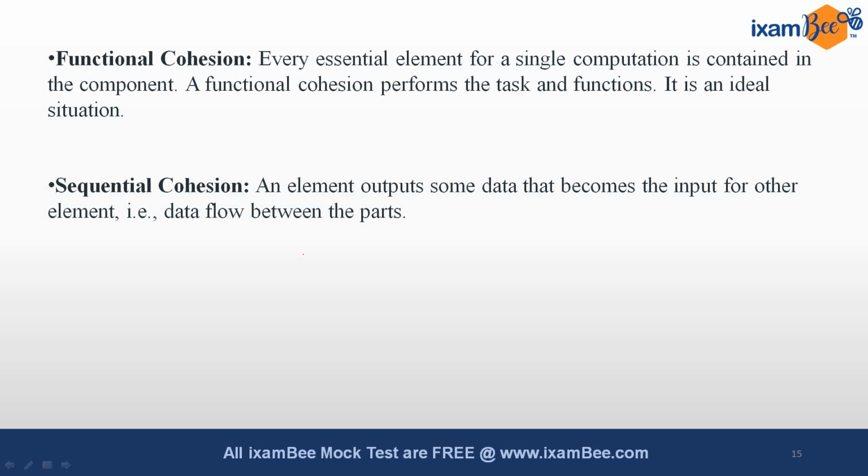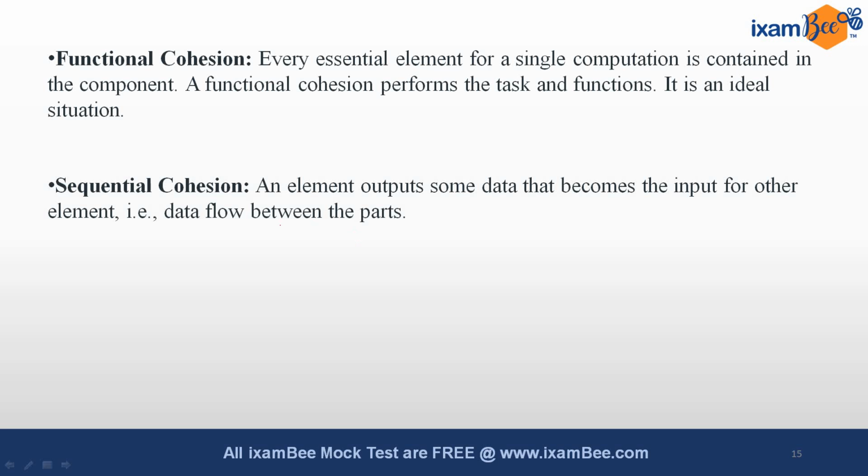Then the sequential cohesion. In sequential cohesion, an element outputs some data that becomes the input for another element. It means we have a data flow between different parts. Suppose these particular modules work in a sequential manner. When I say sequential manner, I mean that I need to get some particular module done in order to proceed to some other module.